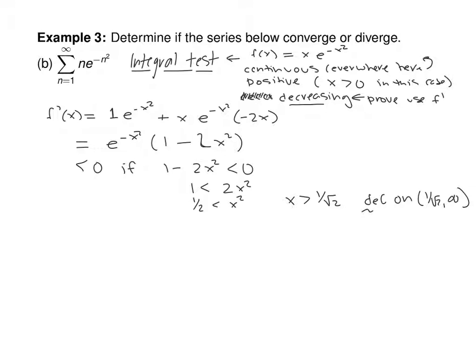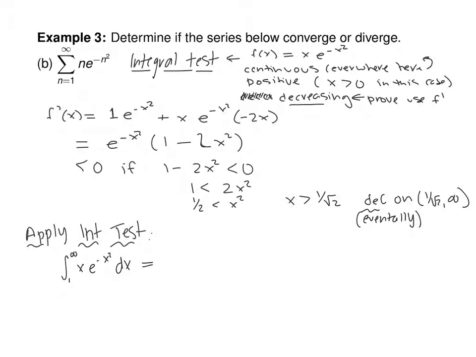And the point is this must decrease eventually. It doesn't have to decrease the whole time, there just must be some point, and from that point on, the function is decreasing. Once you know that, you can apply the integral test. To do this, you find the improper integral. You integrate from 1 to infinity x e to the negative x squared. So that's the limit as b goes to infinity of the integral from 1 to b of x e to the negative x squared dx. To evaluate this integral, we're going to use a substitution.